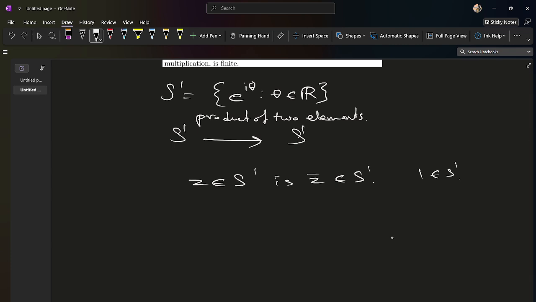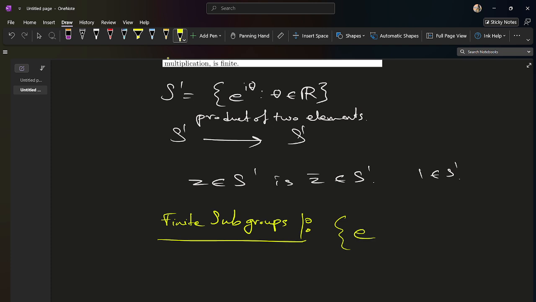Now we are going to find the subgroups of S1. The subgroups of S1 can be classified into two types. Type 1 is finite subgroups. This consists of the roots of unity. For example, the nth roots of unity form a finite subgroup, which looks like e to the power 2 pi i k by n, where k is equal to 0, 1, up to n minus 1.